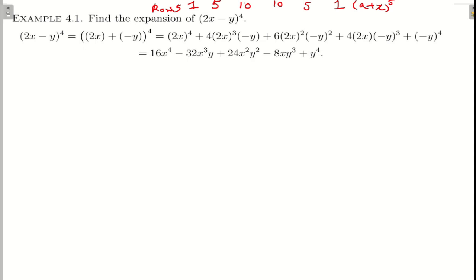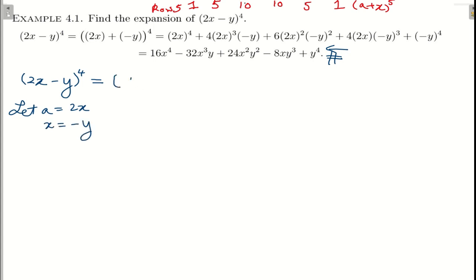Now we try to do the following exercise. If we want to find (2x minus y) to the power of 4 and expand it, we get this solution. We let a equal 2x, and x equal minus y. We have (a + x) to the power of 4.